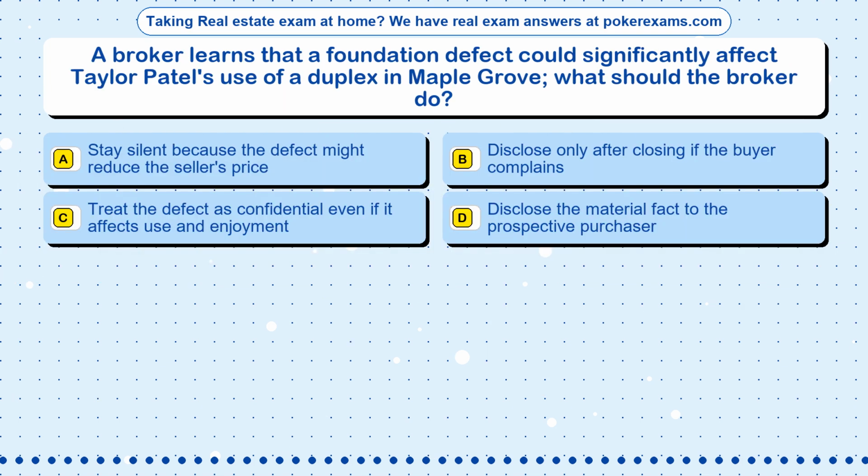Question 52. A broker learns that a foundation defect could significantly affect Taylor Patel's use of a duplex in Maple Grove. What should the broker do? Option A. Stay silent because the defect might reduce the seller's price. Option B. Disclose only after closing if the buyer complains. Option C. Treat the defect as confidential even if it affects use and enjoyment. Option D. Disclose the material fact to the prospective purchaser.